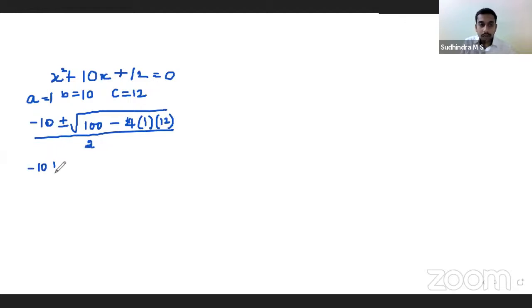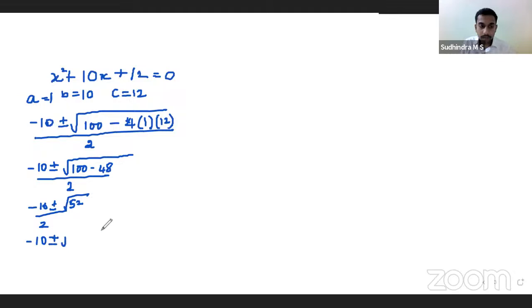Minus 10 plus or minus root of 100 minus 48, divided by 2. Correct? Yes, 100 minus 48 by 2. Minus 10 plus or minus root of 52 divided by 2. 52 can be written as 13 fours are 52. Why did I do 13 fours? So that I can take 4 outside. Square root of 4 outside, 2 root 13 divided by 2.